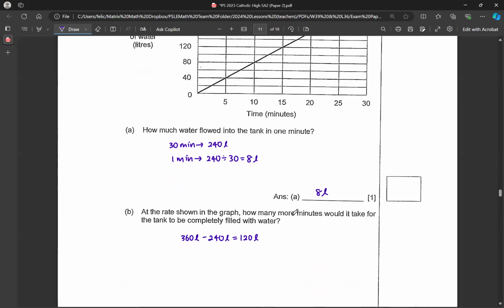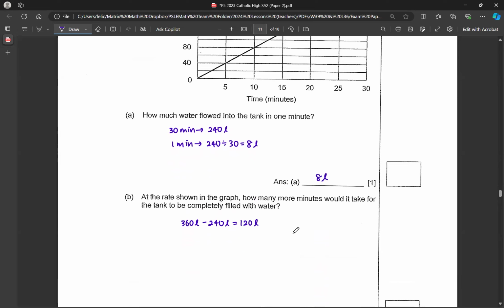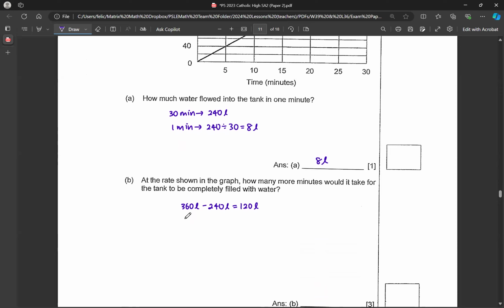So they ask you how many more minutes will it take. Remember, previously we found out every minute I can fill up 8 liters. So to find out how many minutes to fill up 120 liters, you just use your 120 liters divided by your 8 liters per minute. And that will give us 15 minutes.